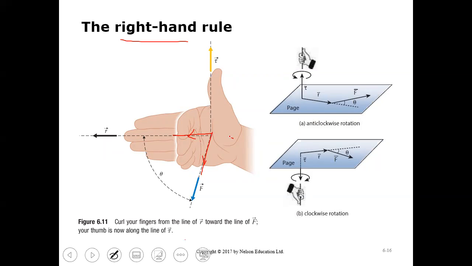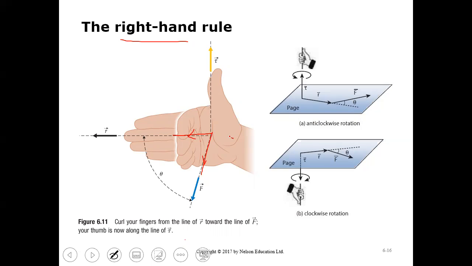The direction of the torque will be perpendicular to both R and F. It will be perpendicular to the plane formed by R and F, so it will be either up or down to that plane. It depends on how you move from R to F. Your fingers should curl from R to F through the small angle, okay? Then the thumb will give you the direction of the torque. So this is how we get the direction of the torque using the right hand rule.